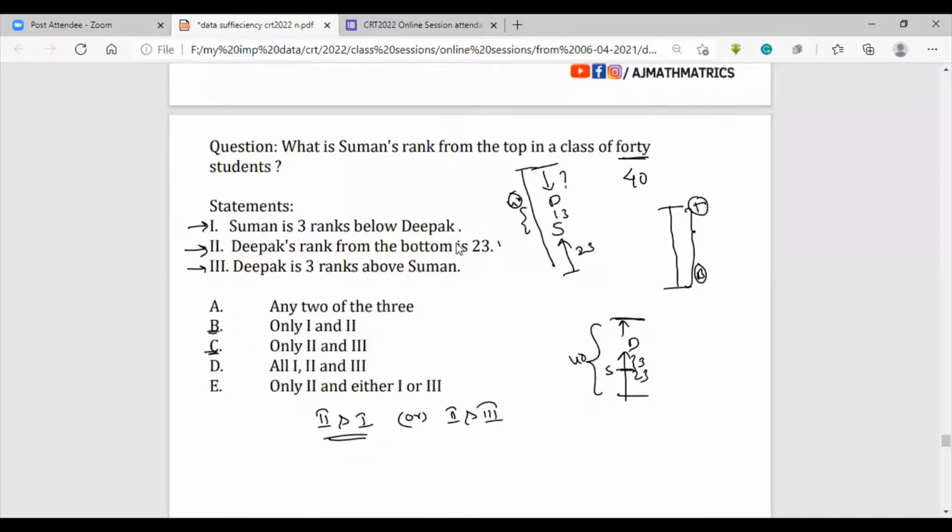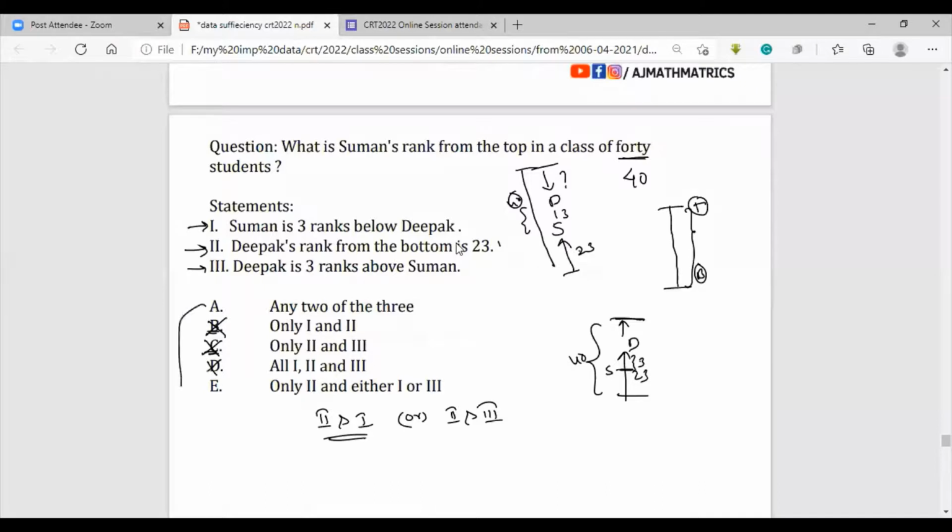Now we cannot pick B as the answer, because when you pick B, only 1 and 2 are sufficient. But here 2 and 3 are also sufficient, no? So we cannot pick B. And one more thing, if you pick C, only 2 and 3 are sufficient. But 1 and 2 are also sufficient. So C is also eliminated. Now D is eliminated because we don't require 3 statements, since any 2 of them is sufficient.